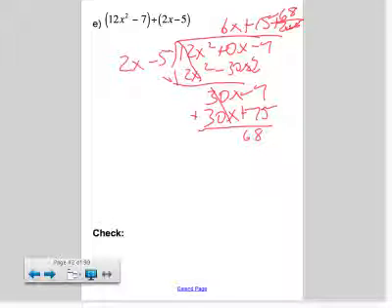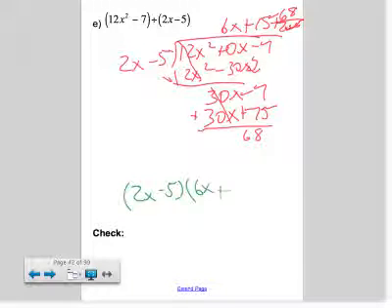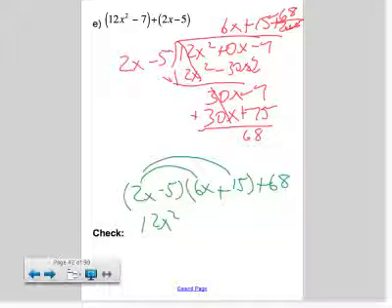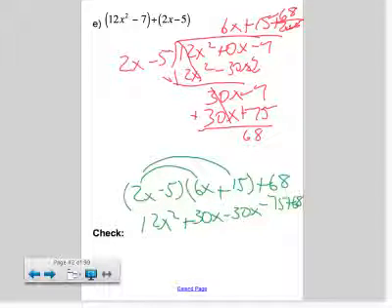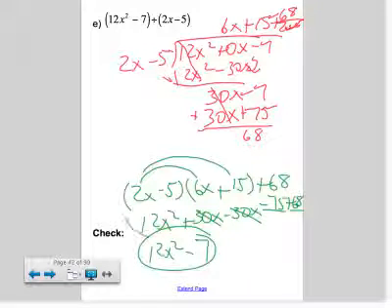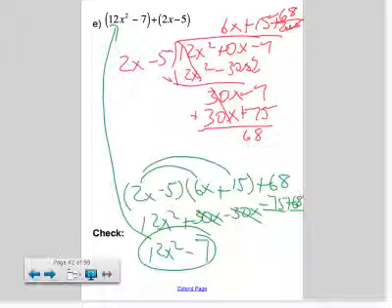Alright, so that's what we're thinking our final answer is. Again, let's go ahead and check that thing to verify. So we have divisor times quotient plus remainder. FOIL this out. 12x squared plus 30x minus 30x minus 75 plus 68. So 12x squared, 30x minus 30x is 0. Negative 75 plus 68 is going to be negative 7. So hopefully that is the same as that, which it is. So we're good to go. Check. Got it right.